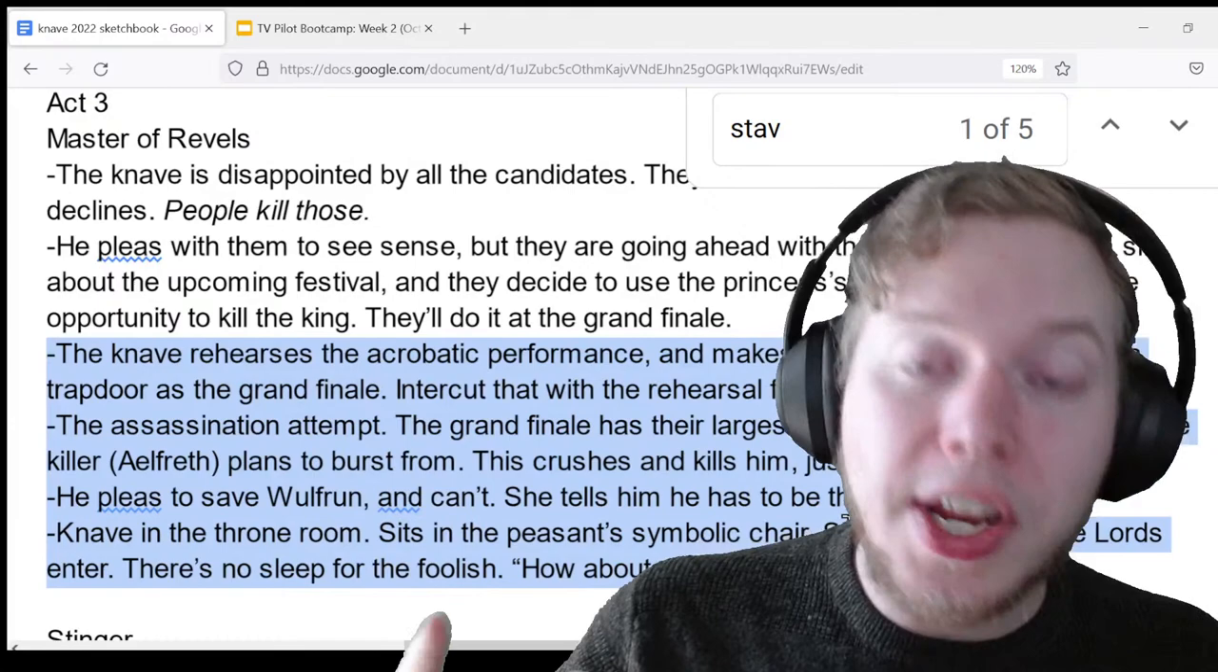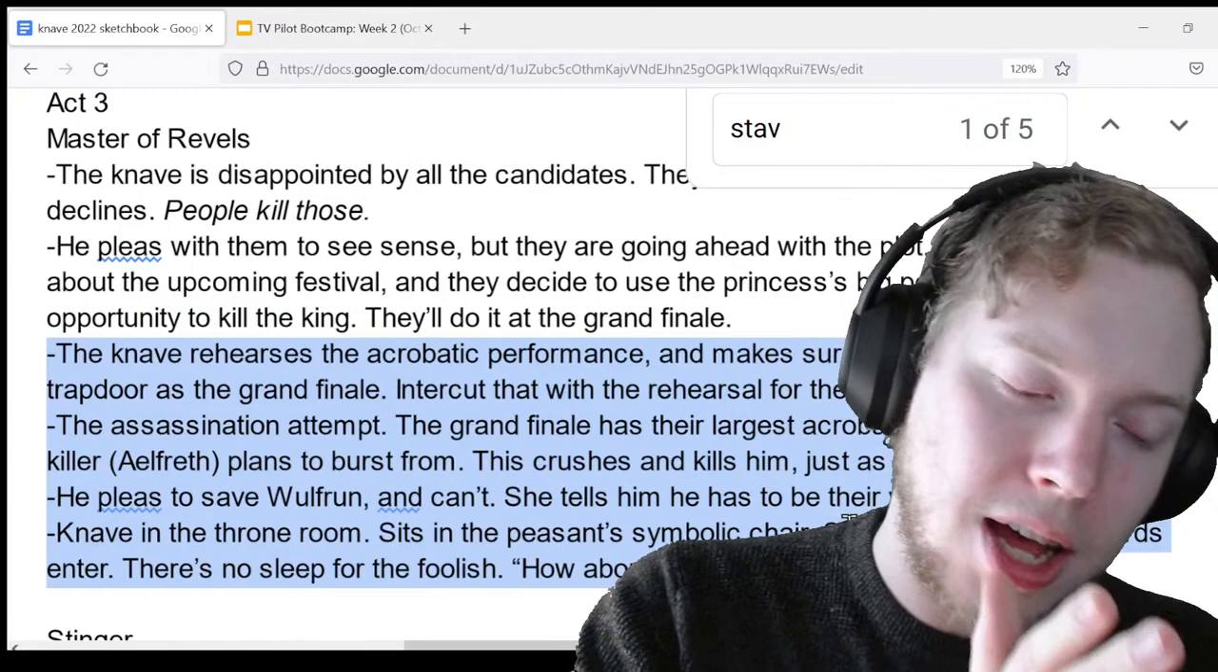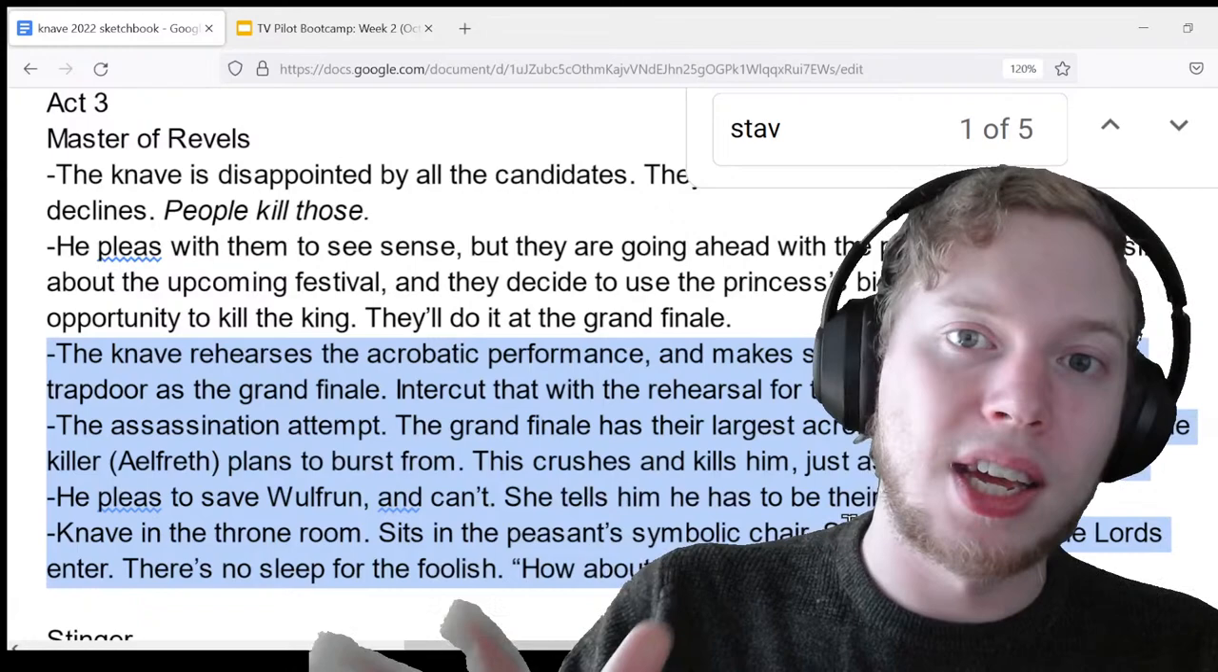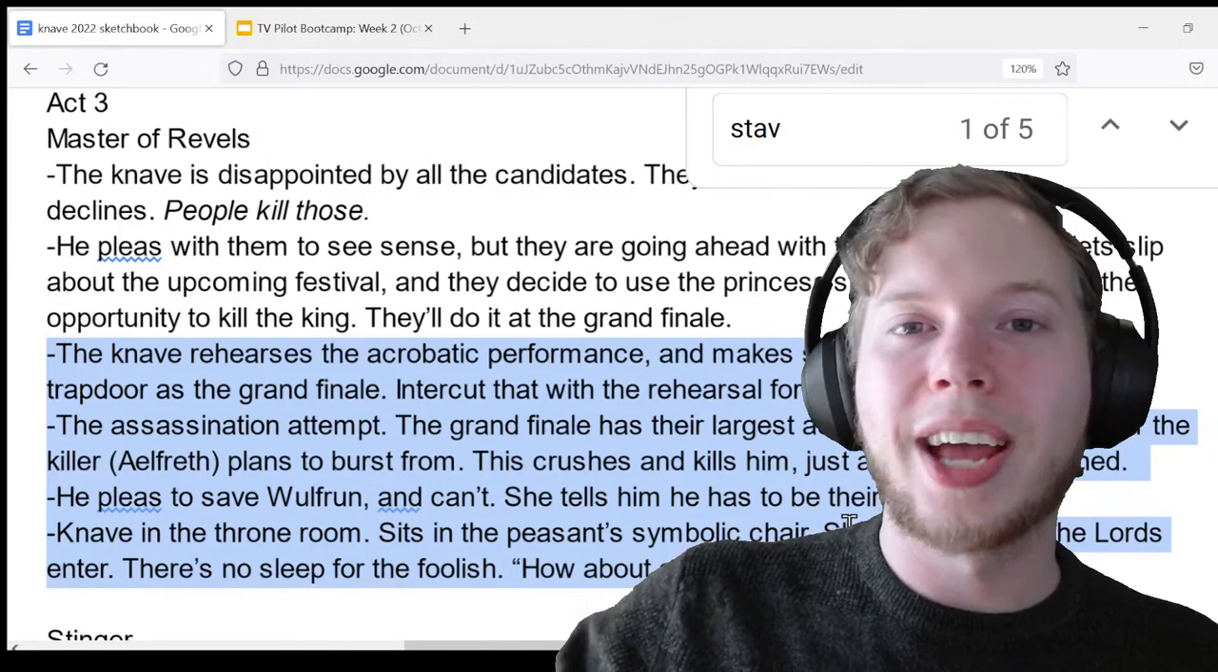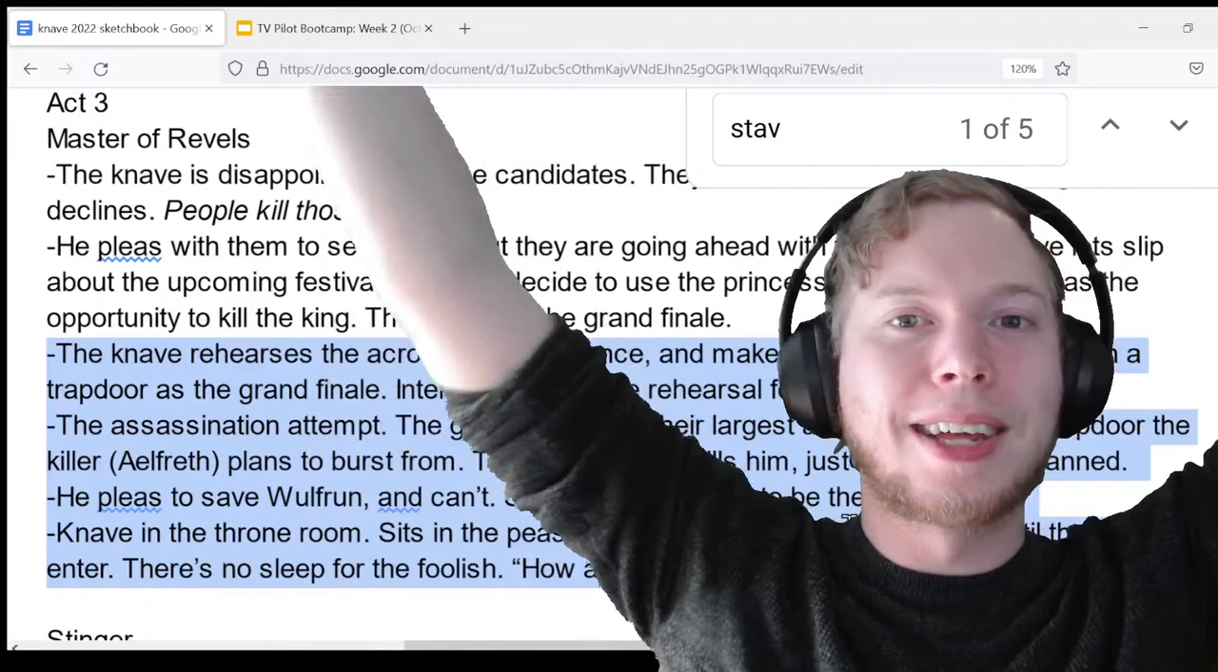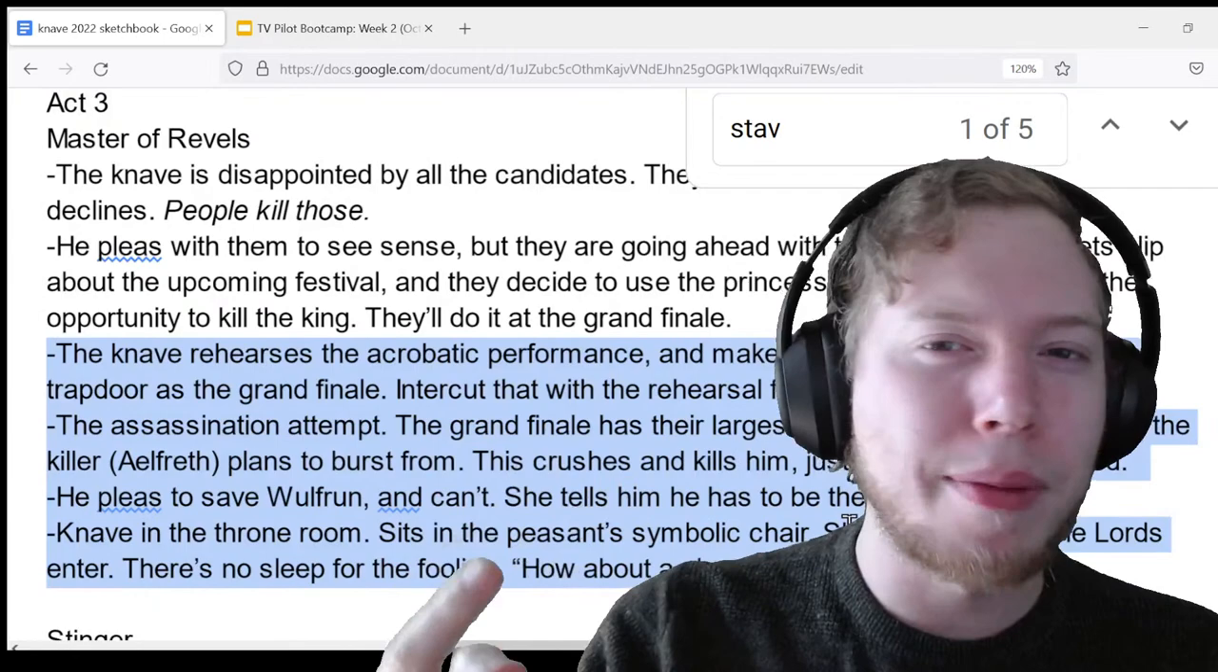He decides to take charge of the rehearsals for the acrobatics himself, and we intercut the rebellion plotting their assassination and rehearsing it with him plotting and rehearsing the acrobatic performance, which the finale is he's going to make a big, giant, hefty acrobat jump off a springboard and land on a trapdoor, and that's going to be the big finale. So we don't know what the knave is plotting here. We know he's working on solving all these problems somehow, but we just don't see how it's all going to come together until the finale.